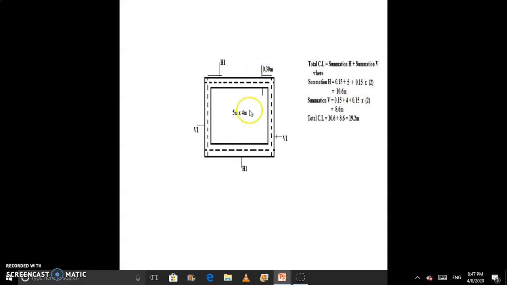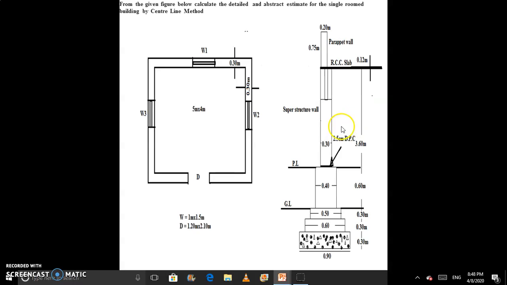But here we have two long walls, that's why we multiply with 2, and we get 10.6 as the length of horizontal wall, and here we get the same for a vertical wall. So we count 0.15 and 0.15. Here we get 4.3, but here we have two short walls or two vertical walls, that's why we multiply with 2 and we get 8.6. So total center line length is equal to 19.2. But this is our single room building.